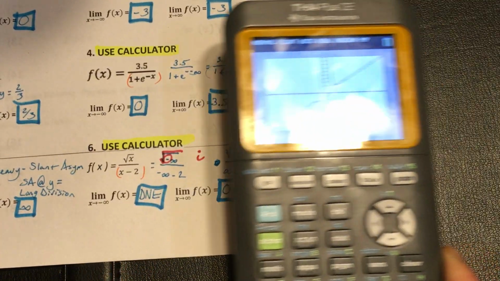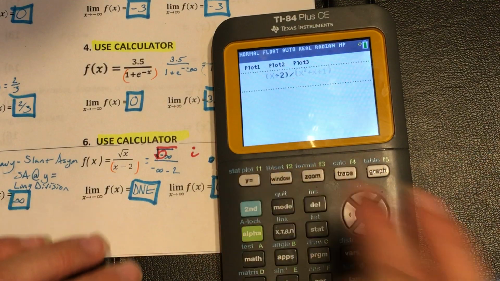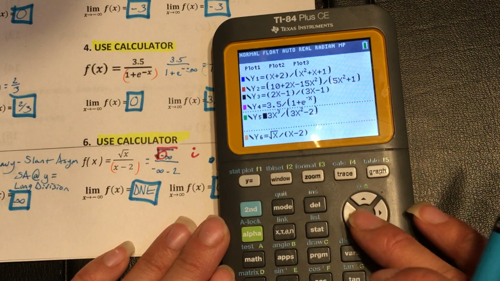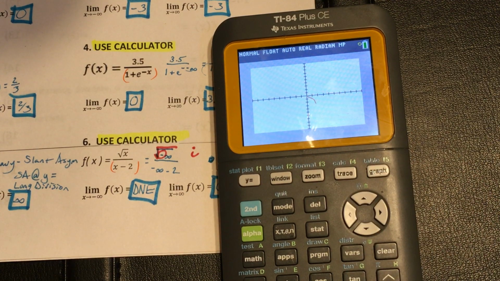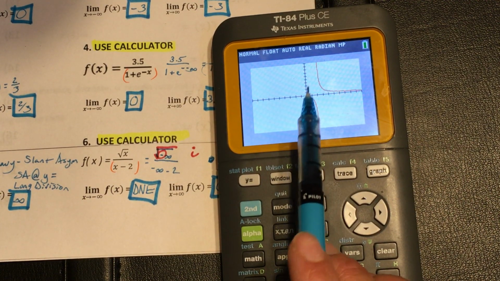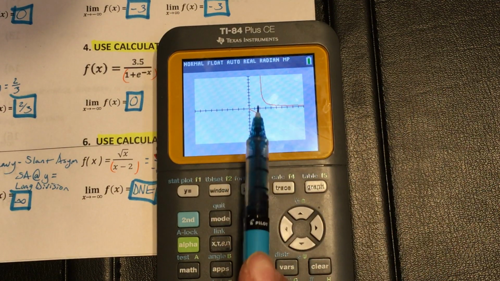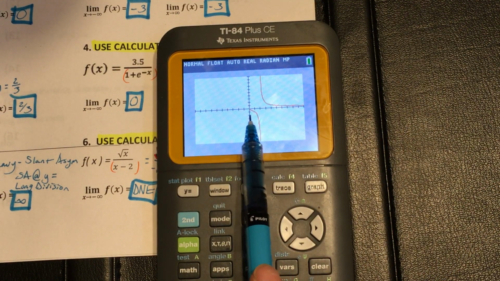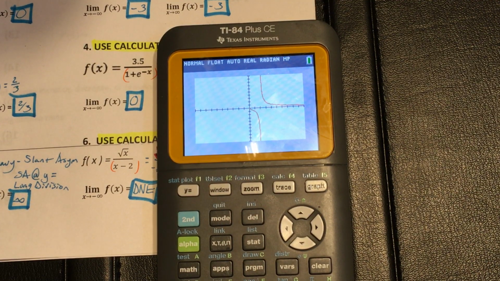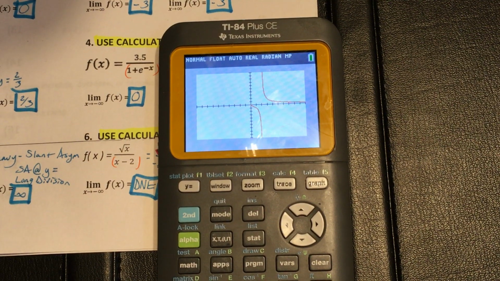All right, moving on to number 6. So on this problem, if I look at the graph, what's interesting about this graph is that it just kind of stops here. So it doesn't look like it continues to level off as we go towards negative infinity. It's just kind of stopping there. So that's a little bit weird.